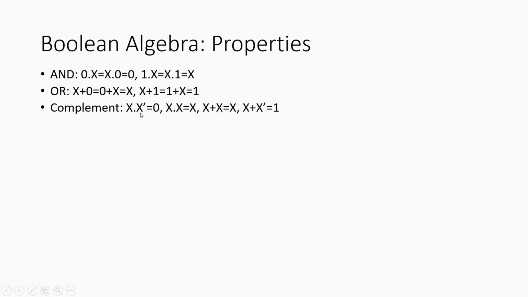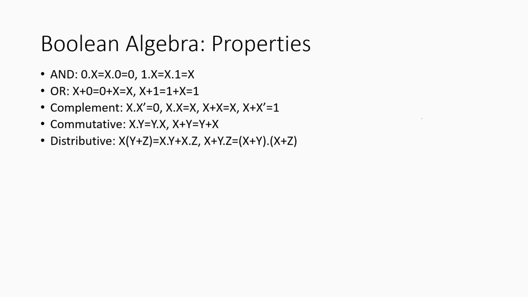Complementary: in the AND operation, x ANDed with the complement of x will become 0, and the complement of x ORed with its own value x will be equal to 1. Commutative: the AND and OR operations support the commutative attribute. That means x dot y equals y dot x. Similarly, x plus y equals y plus x.